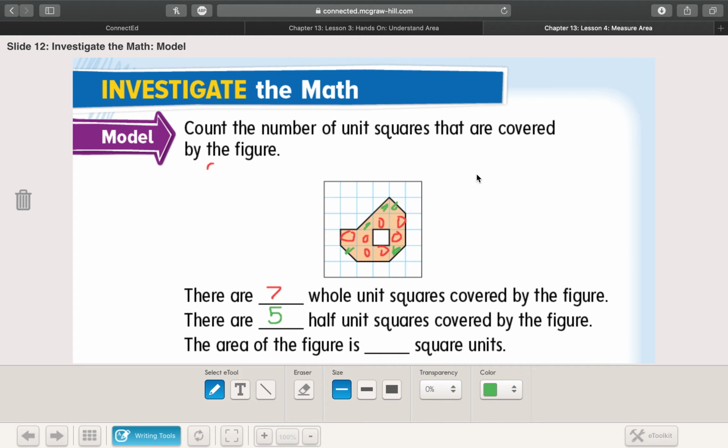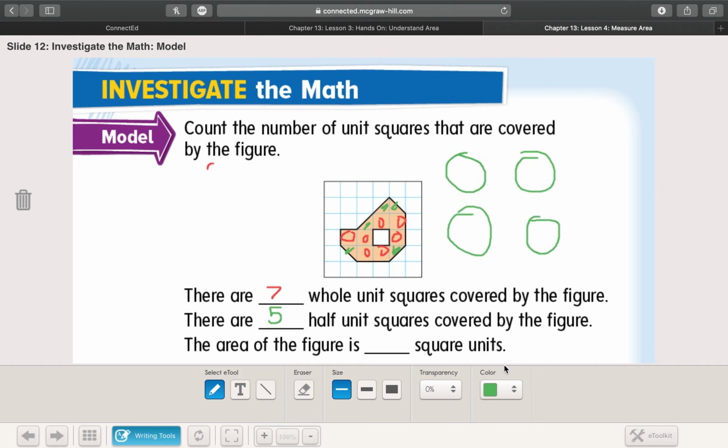Interesting. 7 wholes plus 5 halves. Well, I can't just add those two numbers together because we know that this is not a whole down here. We're talking about 5 halves. So how many is 5 halves anyway? We've never learned how to add fractions. So let's draw a picture to think about it instead.